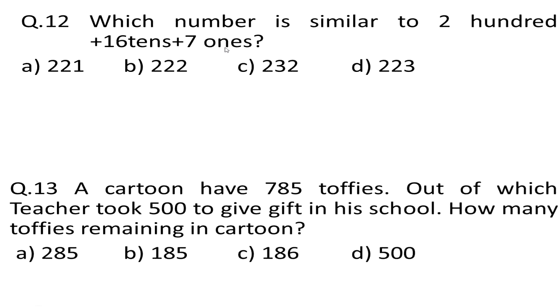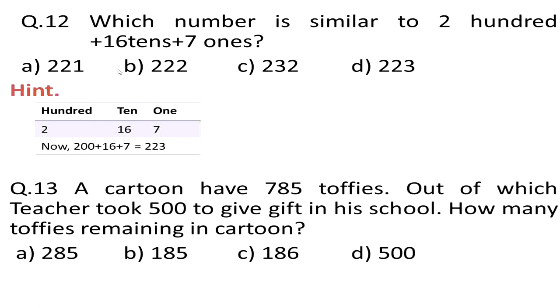It means at the ones place there is a 7, at the 10s place there is a 16, and at the 100s place there is a 2. Hint, as I told you, if we refer to the table, at the 100s place there is a 2, and we can start from the ones place, there is a 7, 10s place 16, 100s place 2. So the addition of all these is 223, and the correct option is option number D.